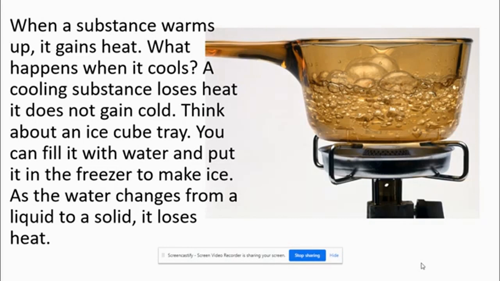Think about a tray of ice. You can fill it with water and put it in the freezer to make ice. As the water changes from a liquid to a solid, it loses heat. Okay, so the freezer is not adding energy. It is taking energy away. Okay?